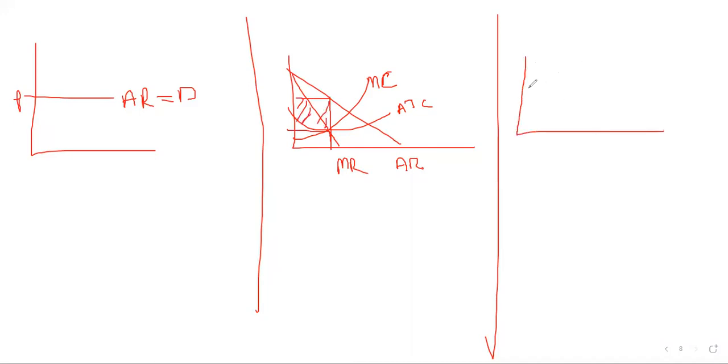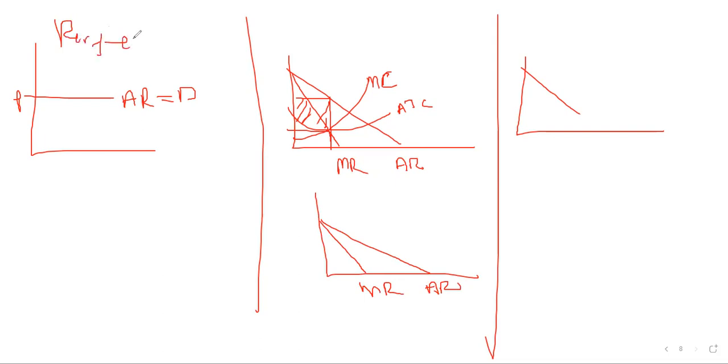Sorry, Collins, how are they identified? Here we have drawn them. We start with the average revenue, half of it marginal revenue. Which market is this one, Mr. Collins? It's perfect competition. And this is monopoly, the monopolist.